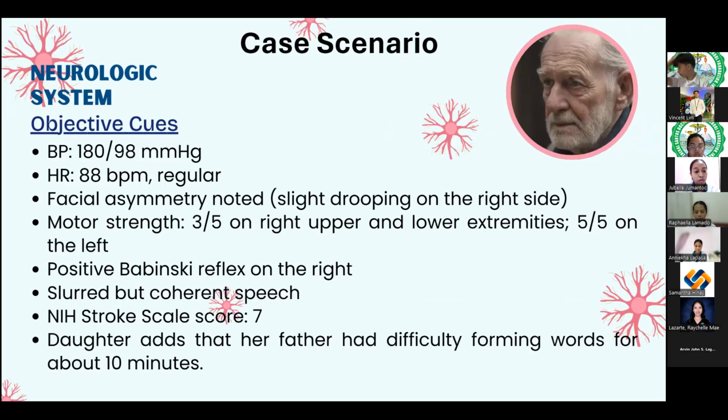For the objective cues, blood pressure of 180/98 millimeters of mercury and heart rate of 88 beats per minute, which is considered regular, and facial asymmetry noted with a slight drooping on the right side. For the motor strength, 3/5 on the right upper and lower extremities, and then 5/5 on the left. Positive Babinski reflex on the right, and then slurred but coherent speech. And the NIH Stroke Scale score of 7. And then the doctor adds that her father had difficulty forming words for about 10 minutes.